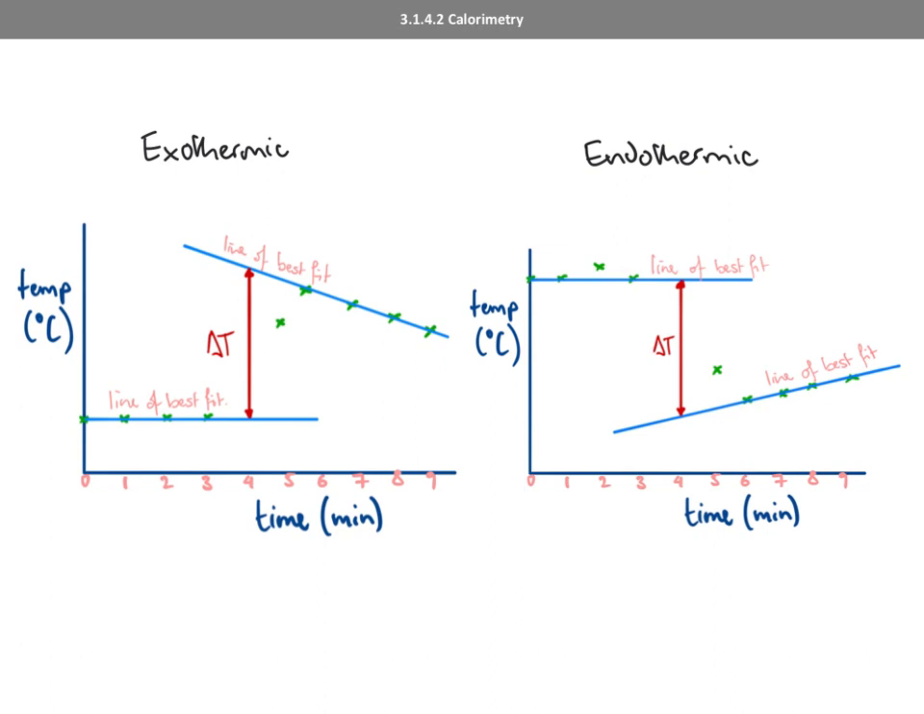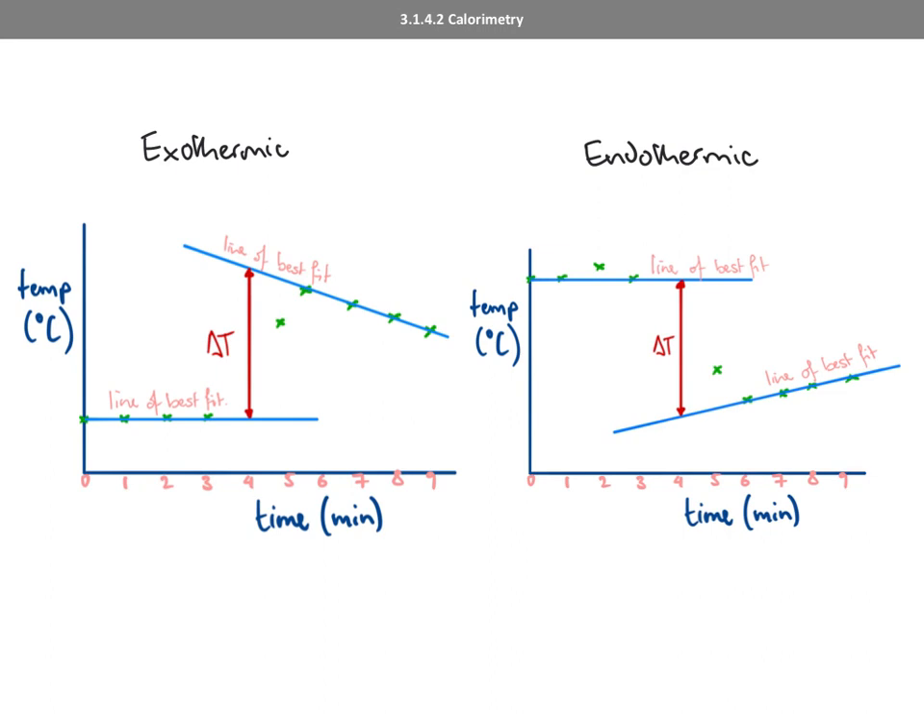In endothermic, it's exactly the same, only this time we're focusing on a warming curve. So when we do our line of best fit using the data after the reaction has taken place, we are drawing a line of best fit through the warming curve points, and we are extrapolating back to the 4th minute with that line of best fit. And again, it's the difference between the 2 lines of best fit that gives us delta T.